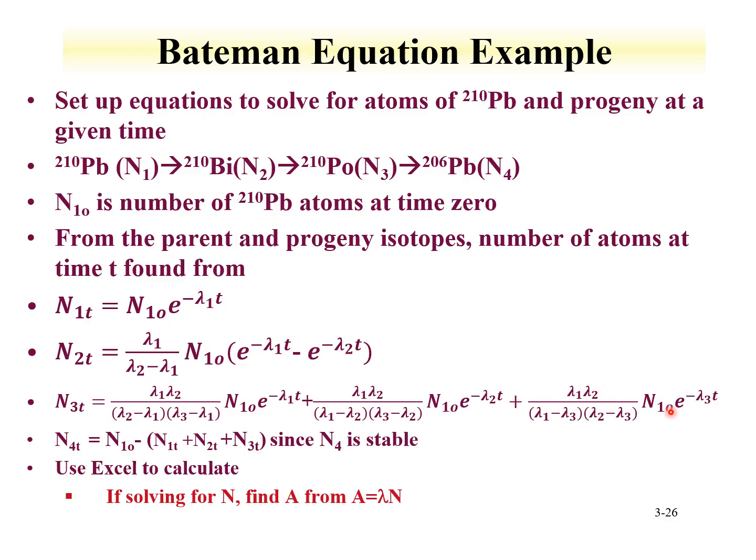For the lead-206, which is stable, we just take the amount of lead-206 from the difference of the initial amount of lead-210 atoms minus the amount of lead-210 atoms at time t plus the amount of bismuth-210 atoms at time t plus the amount of the polonium-210 atoms at time t. We don't need to account for the decay of the lead-206 because it is stable. We can set this up in Excel and calculate the number of atoms of the parent and the progeny at any given time. And since we know the number of atoms, we can also calculate the activity by multiplying the number of atoms by the decay constant for that isotope.